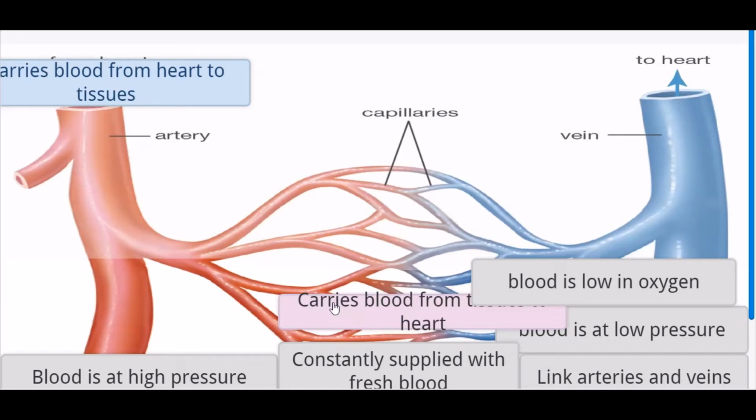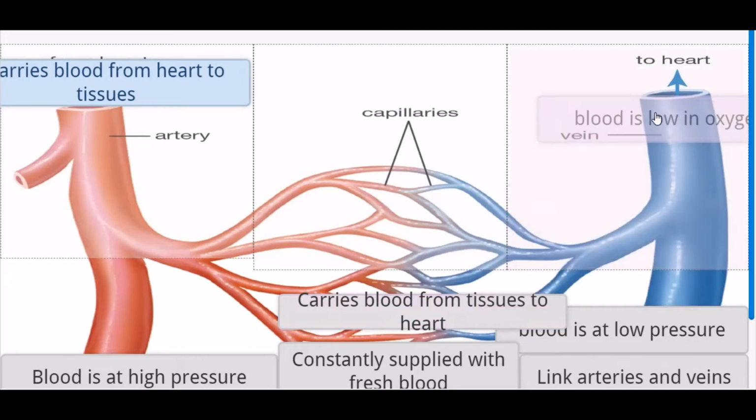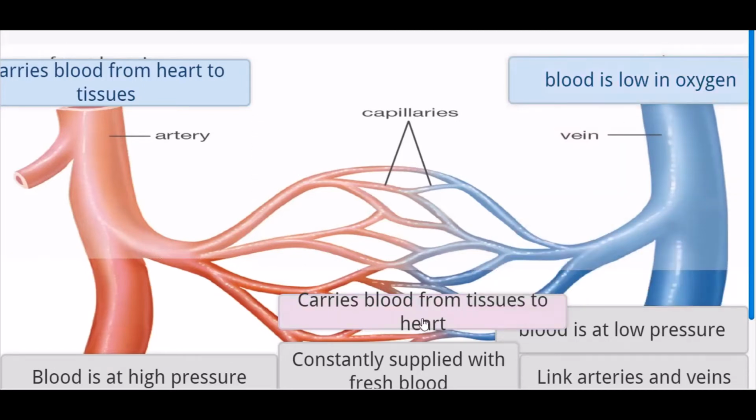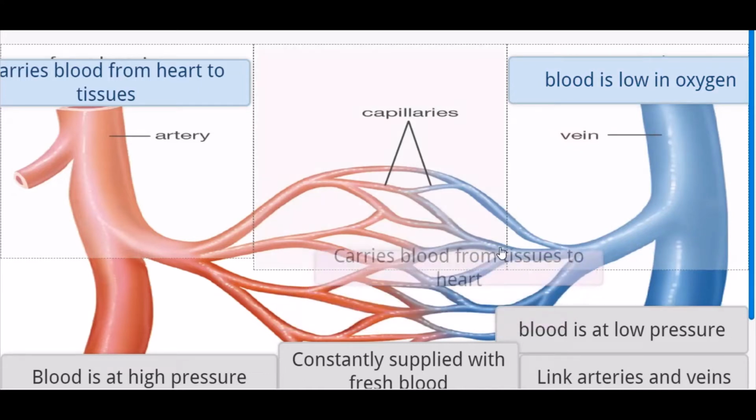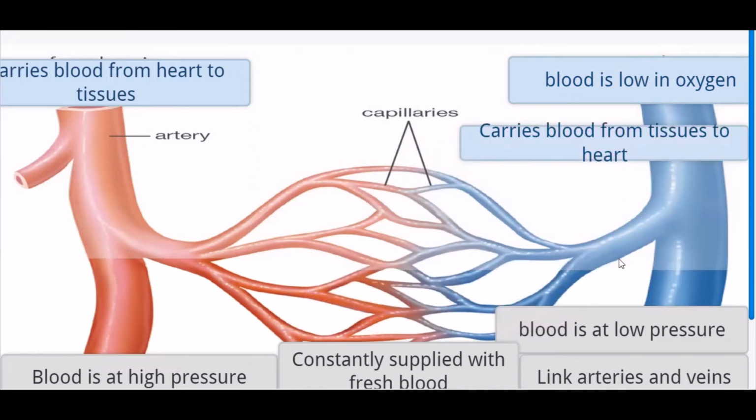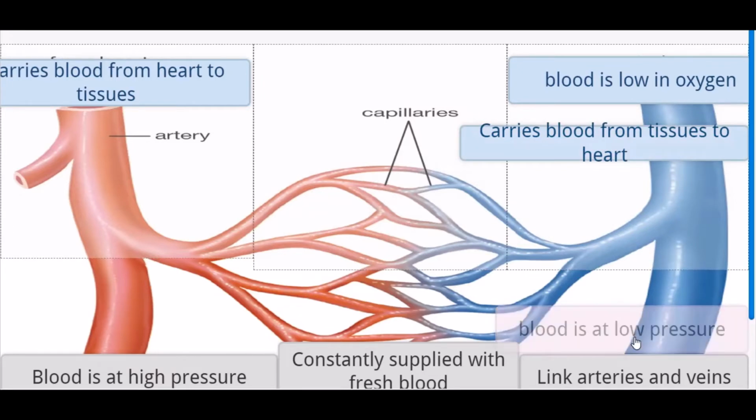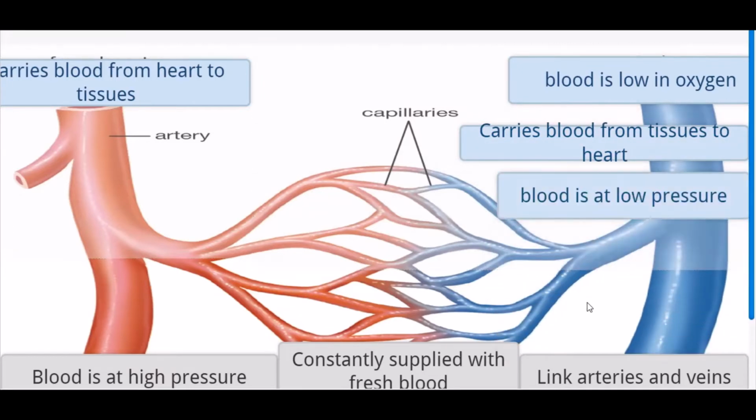Blood is low in oxygen. We find blood low in oxygen in the veins. Carries blood from tissues to the heart. That's the vein as well. Blood is at low pressure in the veins.